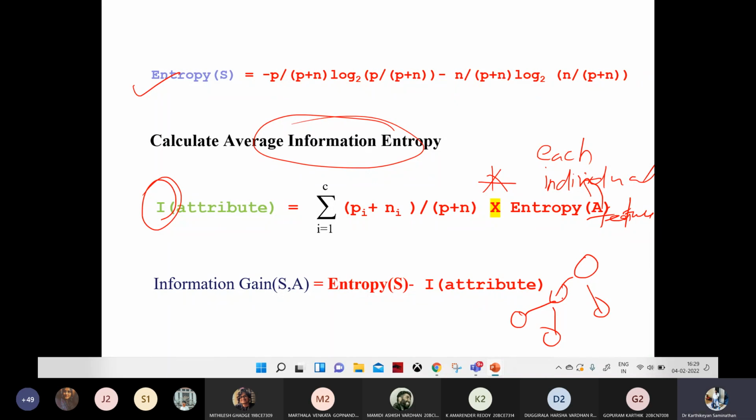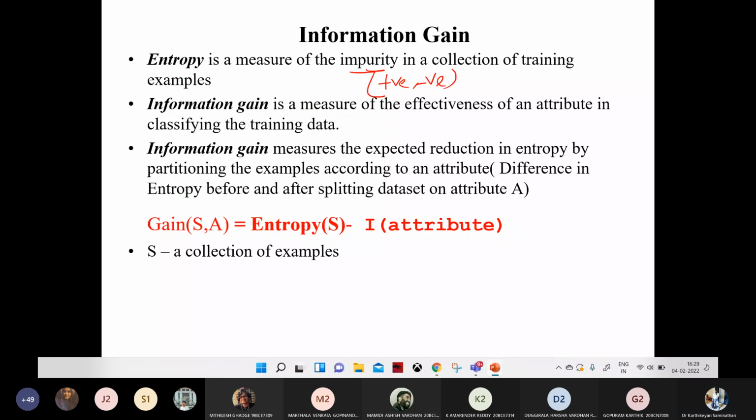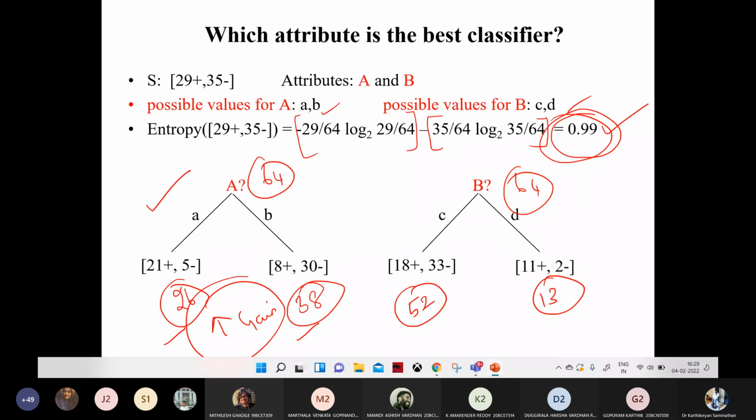So finally you can calculate the information gain. As I told you, information gain is one of the parameters for evaluating your decision tree. In information gain, Gain(S, A) is the entropy of S minus the I attribute. The entropy I already calculated, minus the I attribute also calculated here, so we can directly subtract and get the answer. Whichever value we get high, that is your best classifier. So now you can see this.